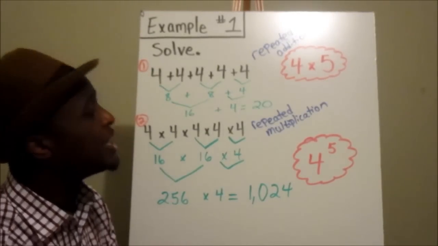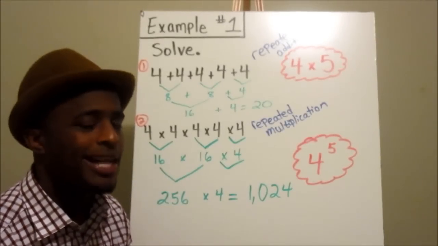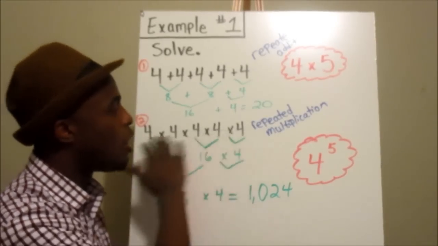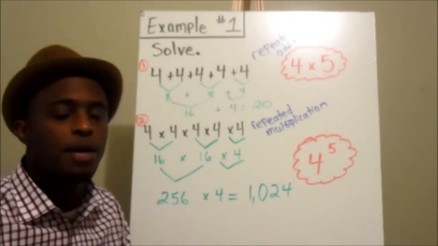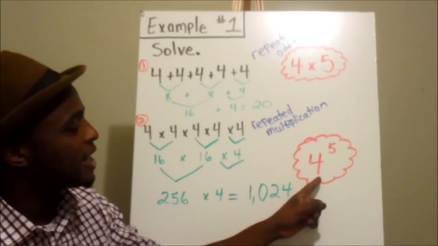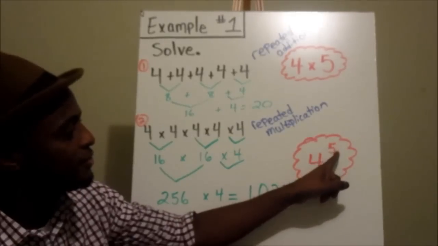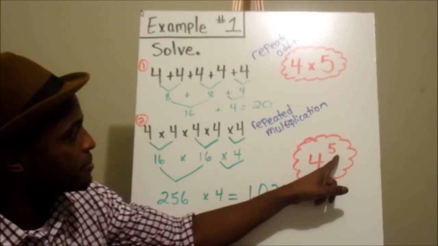All right. Now, when we do repeated multiplication, a lot of times we don't want to have to write all of this out. We don't want to have to put 4 times 4 times 4 times 4 times 4. That is why we have exponents, all right? That's the same thing as saying 4 to the 5th power, all right? 4 to the 5th power.